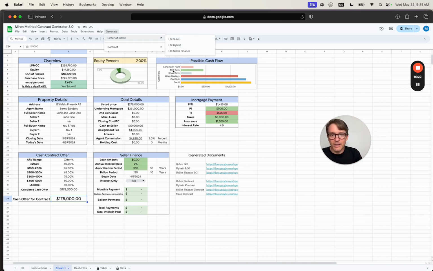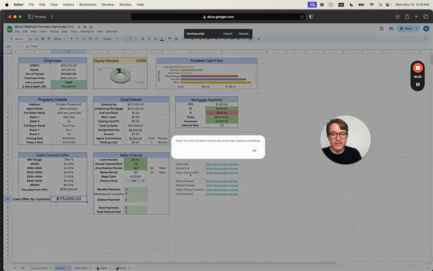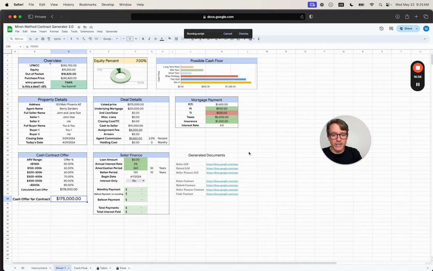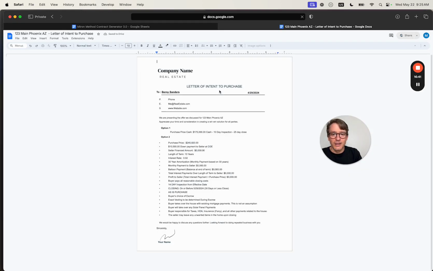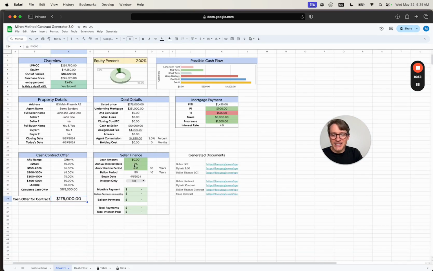So let's just generate one. It's going to generate here, and it gives you a thumbs up when it's done. So I'm generating a seller finance LOI right there. It's created, so I'm going to click on it and let's see if we missed anything. Here's the caveat: right here on the interest rate, you just have to make that 2%. I'm going to redo this because I didn't put anything in the seller finance.